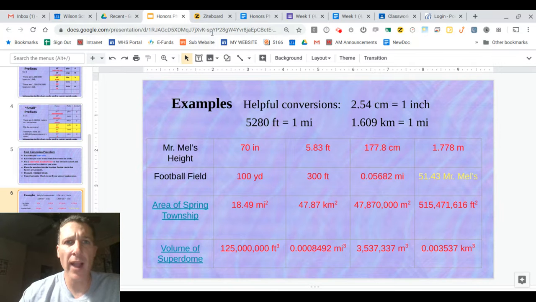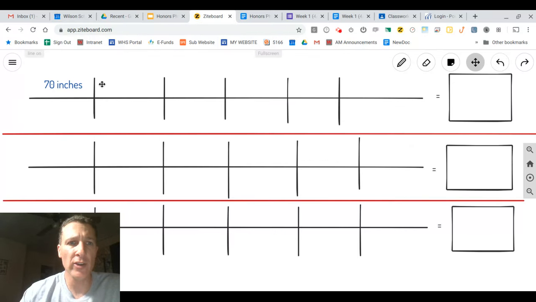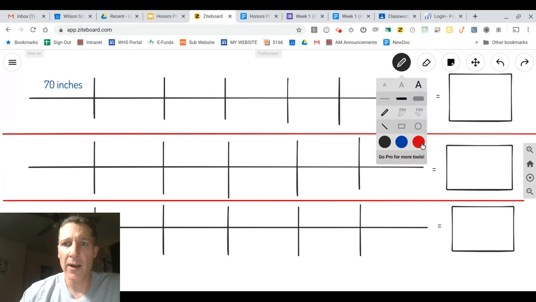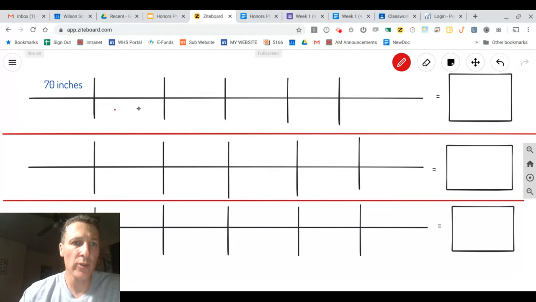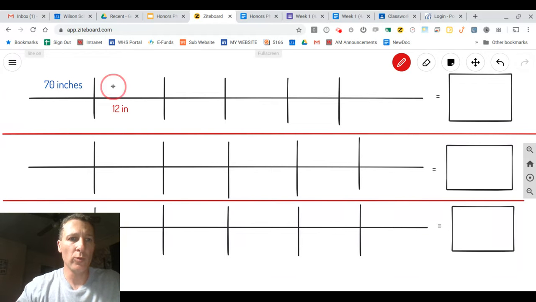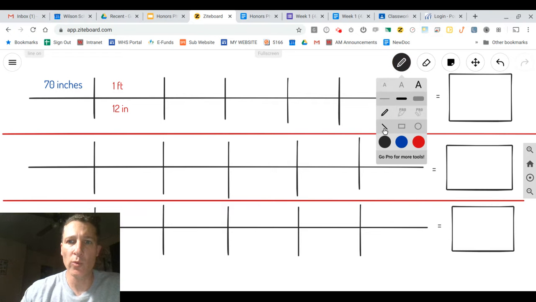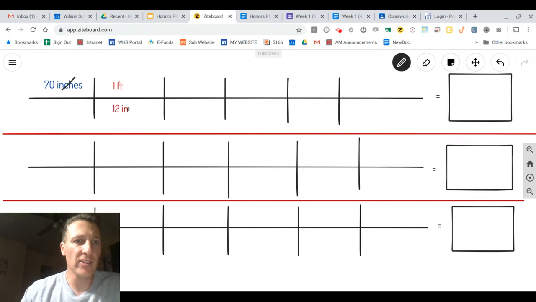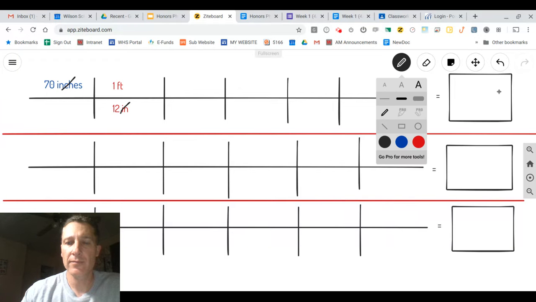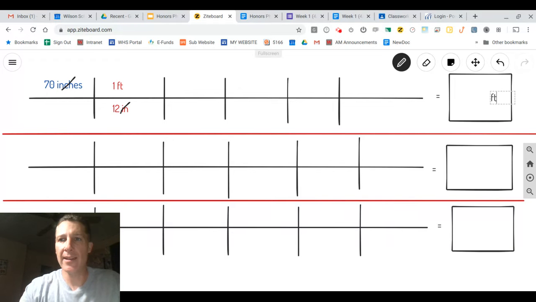So just some practice here, see how to set this up. Here's our conversion factor method, starting with 70 inches. If I wanted to convert that into feet, I need to put two things that I know. I know that 12 inches is equivalent to 1 foot. They are equal to each other. I set them up in such a way so that the inches cancel out. So when I do 70 divided by 12, I get my 5.83 feet. And so that's what I would be ending with.